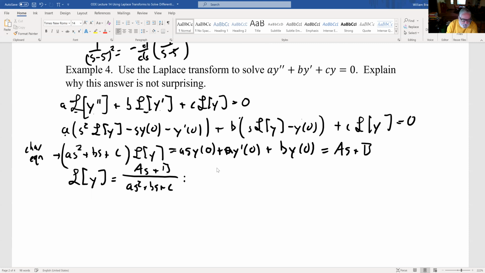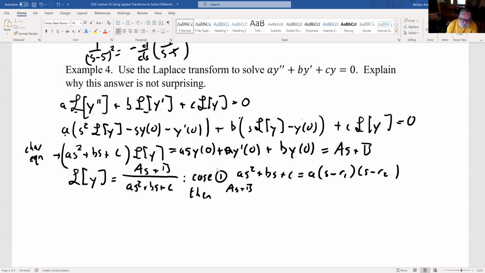So case 1, As squared plus Bs plus C factors as A (s minus r1), there's our eigenvalues, (s minus r2). Then As plus B over As squared plus Bs plus C equals As plus B over A (s minus r1)(s minus r2), and our partial fractions decomposition would make this yet more constants, alpha over s minus r1 plus beta over s minus r2.